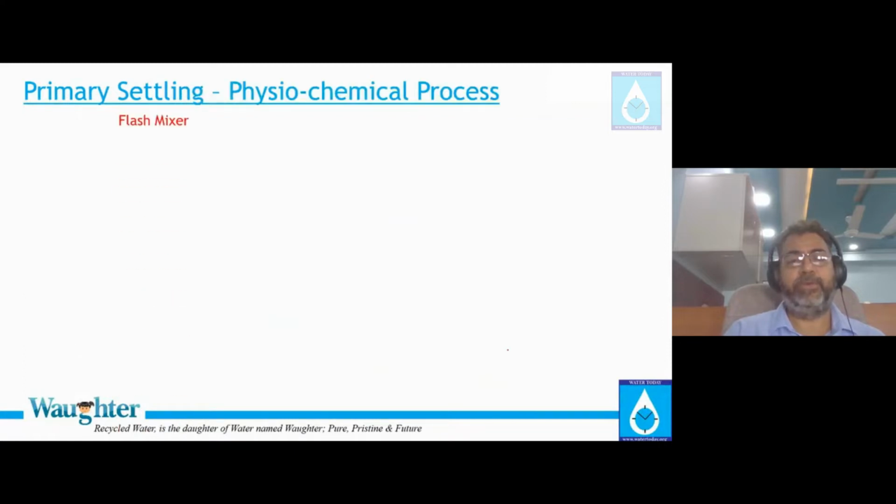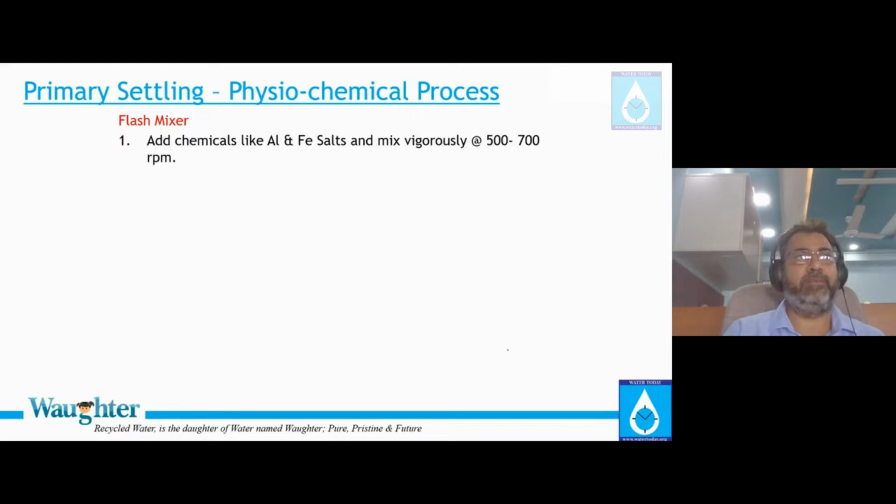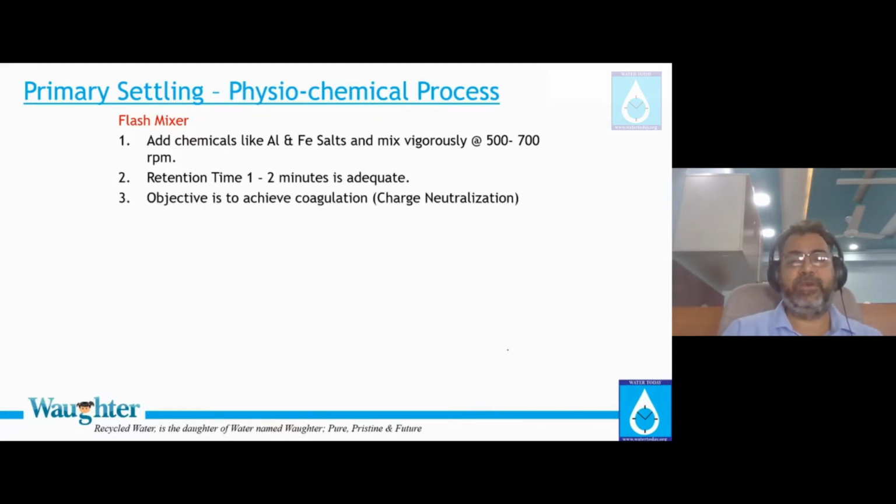How do we do that? So we require a flash mixer. Now I'll come again specifically to this flash mixer. Add chemicals like alum or Fe salts, and mix vigorously at 500 to 700 RPM. What is the advantage of this mixing? This mixing provides mechanical energy. What does this mechanical energy do? It forces the particles to come to each other. So only by providing alum and ferrous sulfate, nothing will happen. You have to shake them up along with that. So the flash mixing. And since this is an electro process, do you require time? The answer is no. Retention time of only 1 to 2 minutes is good enough for flash mixing. The objective is to achieve coagulation, just charge neutralization. No need if chemical injection is not anticipated.